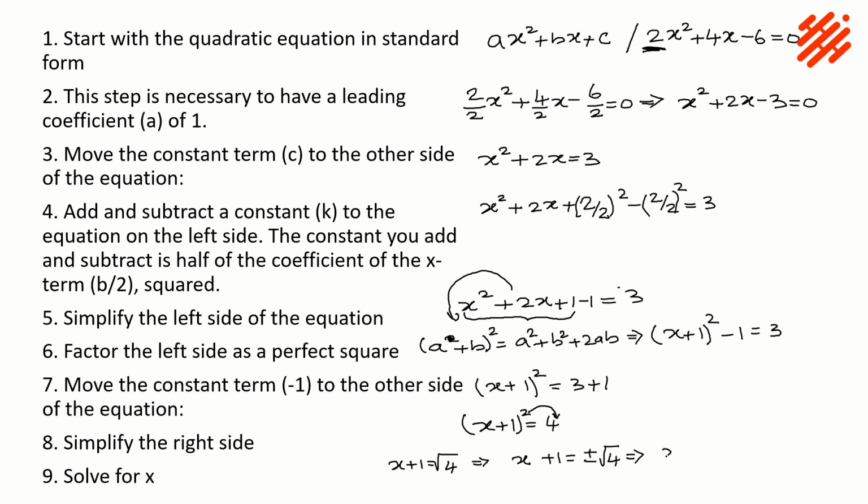Finally we get x equals minus 1 plus or minus root 4, which is 2. Therefore, x equals 1 comma minus 3. So these are the values of x.